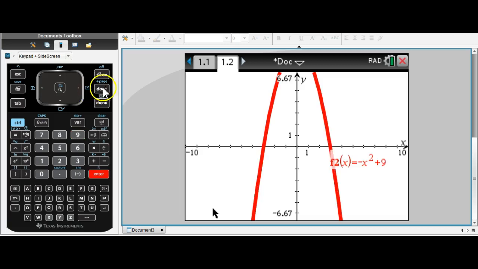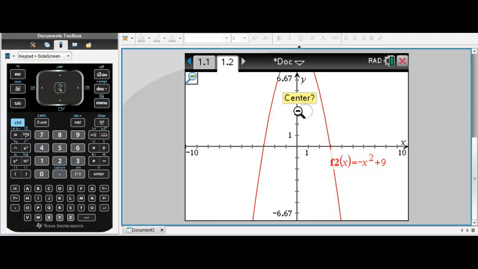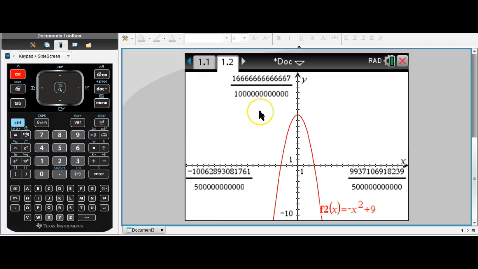So again, we have the same problem. We can't see the graph completely, so I'm going to go into window and then zoom out. Now I can see the full quadratic graph. I can see that we have the two x-intercepts and the y-intercept, which in this case also becomes the turning point for the graph.